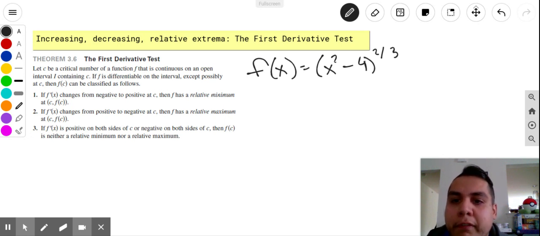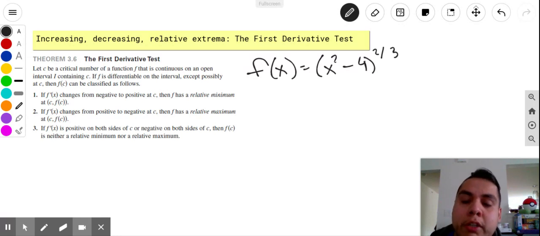Let c be a critical number of a function f that is continuous on an open interval I containing c. If f is differentiable on the interval, except possibly at c, then f of c can be classified as follows. If f prime of x changes from negative to positive at c, then f has a relative minimum at c, f of c. If f prime of x changes from positive to negative at c, then f has a relative maximum at c, f of c. If f prime of x is positive on both sides of c or negative on both sides of c, then f of c is neither a relative minimum nor a relative maximum. Okay, that's a lot to take in, so pause the video if you need a moment.